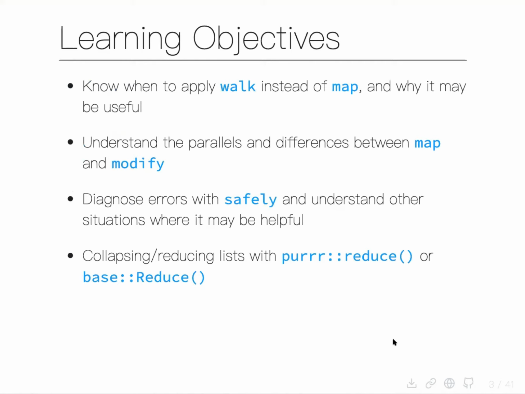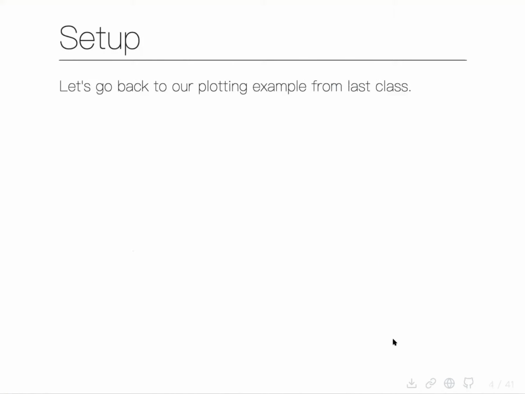Okay, so know when to use walk instead of map. Walk is very similar to map, but there's one main difference, and why it might be useful. Understand the similarities and differences between map and modify, and then with safely, we're mostly going to talk about it in terms of diagnosing errors, okay? And then reduce is mostly for collapsing or reducing lists.